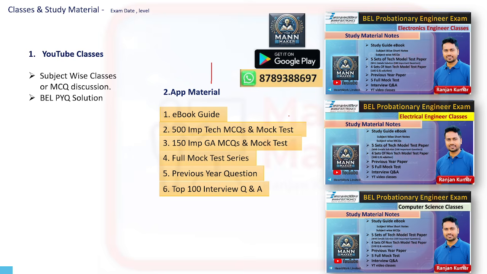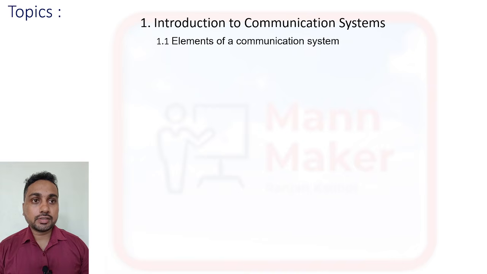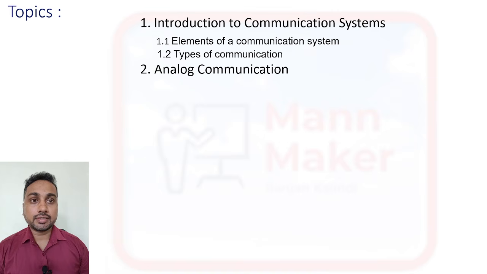All right, so we'll start. First we are going to see our syllabus. Here first we are going to cover the introduction of communication system. After that we'll see what elements are there in a communication system, then types of communication, then we will jump to our types, like we have two types, analog and digital.